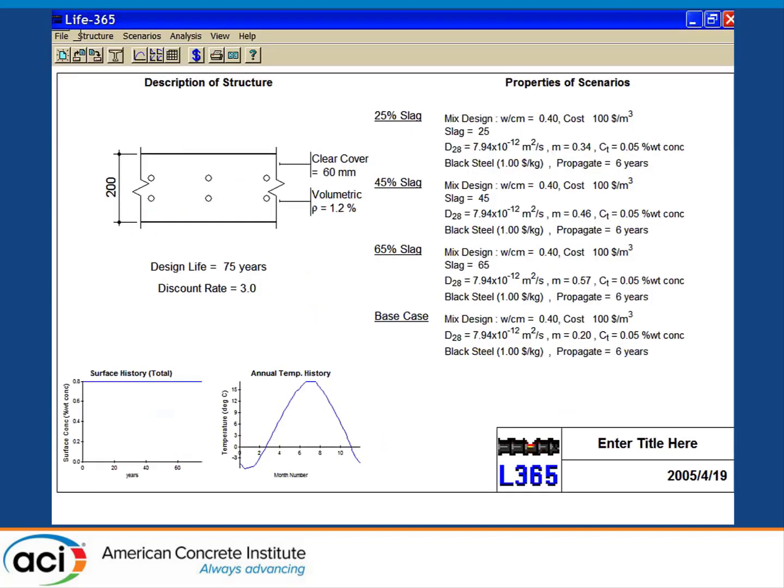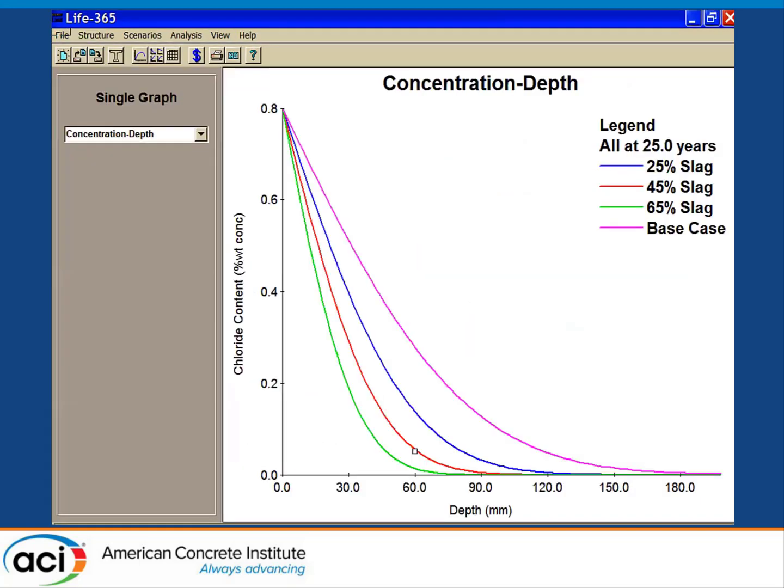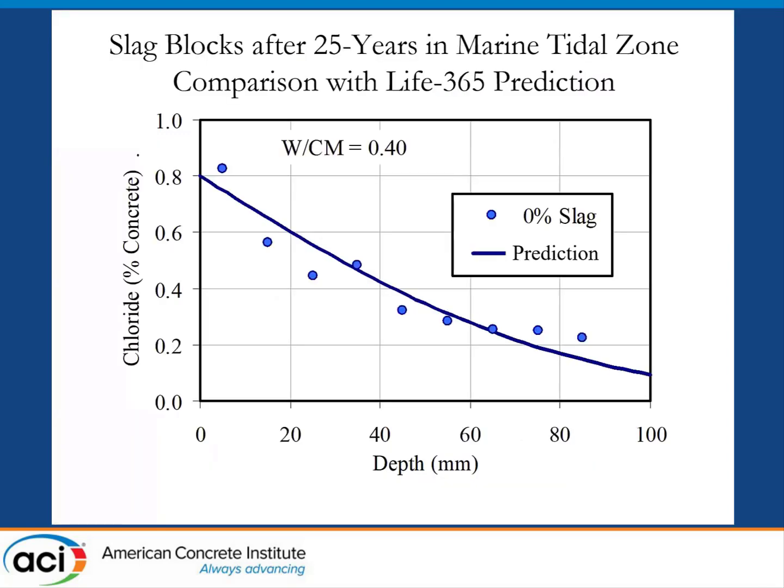We input the data into Life-365 and we didn't tell the model anything except the mix proportions, in other words, the water cement ratio and the slag content, and the location of the structure, and that it was in the tidal zone, and the model did everything else. It predicted the chloride surface history for the tidal zone, predicted the temperature history, and then we asked it to predict profiles for 25 years, which it did, much smoother than our real profiles, but those are the data.